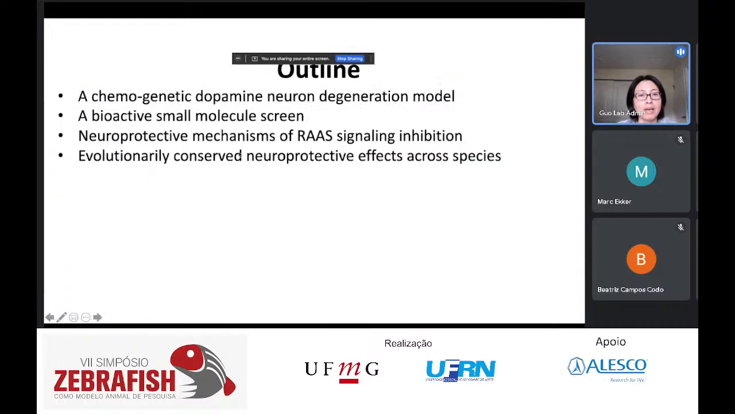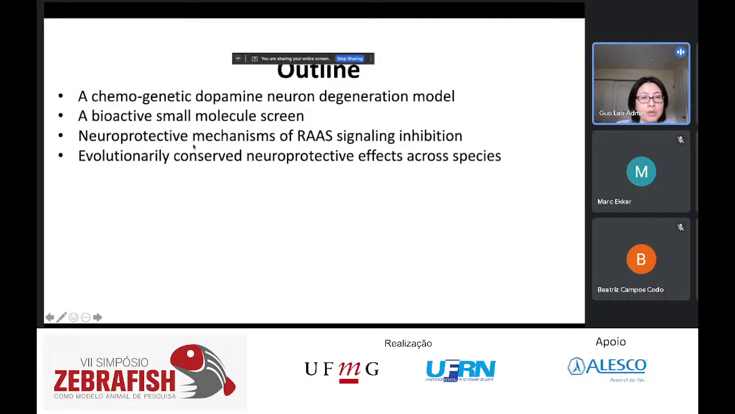So here is the outline of my talk. I will first tell you about how we have validated a chemogenetic dopamine neuron degeneration model in larval zebrafish as a good system for small molecule drug screening. And then I will tell you briefly about a small molecule screen that we have conducted, where we identified a G protein coupled receptor signaling pathway known as the renin-angiotensin system signaling pathway.